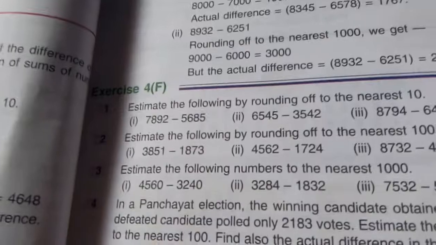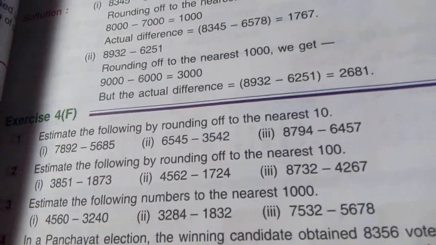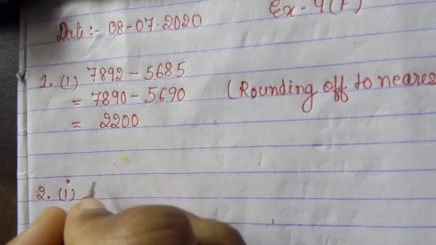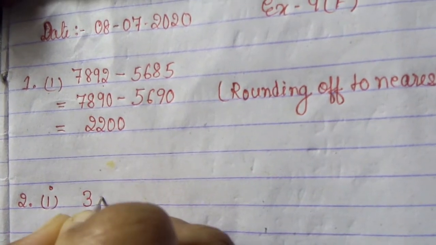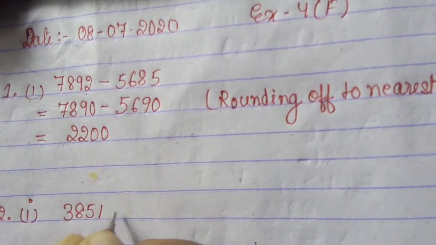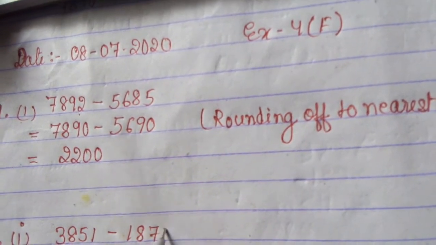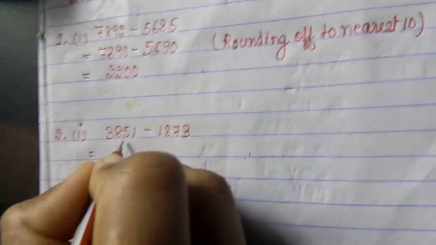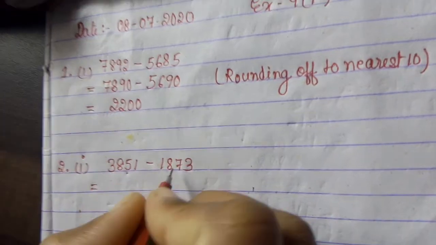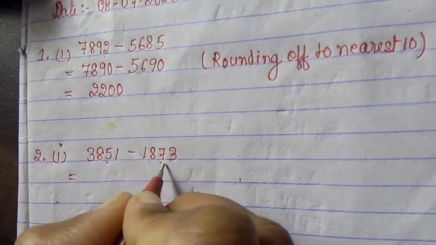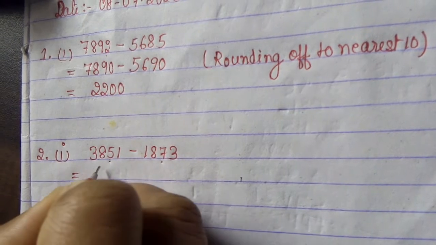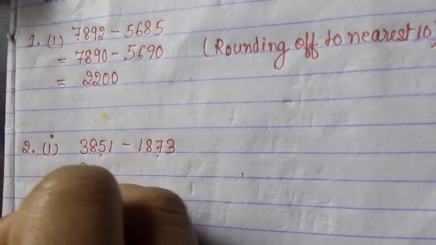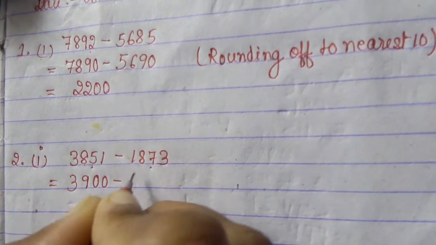Now we will do 2 number. Estimate the following by rounding off to nearest 100. Now we have to estimate rounding off to nearest 100. So we will copy down the question. 3851 minus 1873. So we have to estimate to nearest 100. That means we will see the number which is at tens place. Here is 5 and here is 7. So here is 5. That means we have to increase the number which is at 100 place. So the number will be 3900 minus. Here is 7.